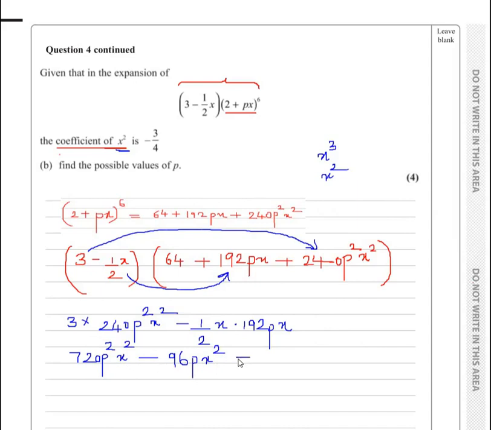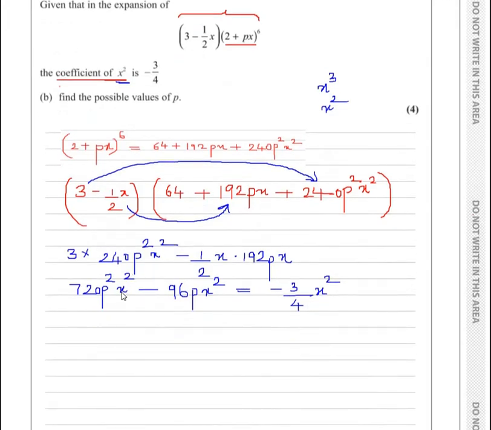Now we have to equate it to the coefficient of x square, which is minus 3 over 4. So it becomes minus 3 over 4 x square. We equate it this way. Now, as you can see, x square term is common on both the sides. So we can just simply strike off the x square. There we go. And you are left with 720 p square minus 96p is equal to minus 3 over 4.